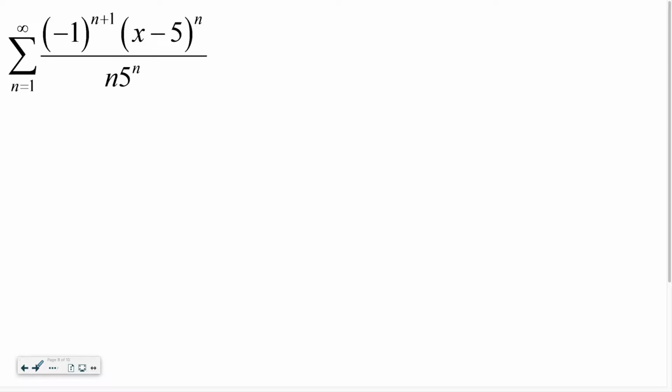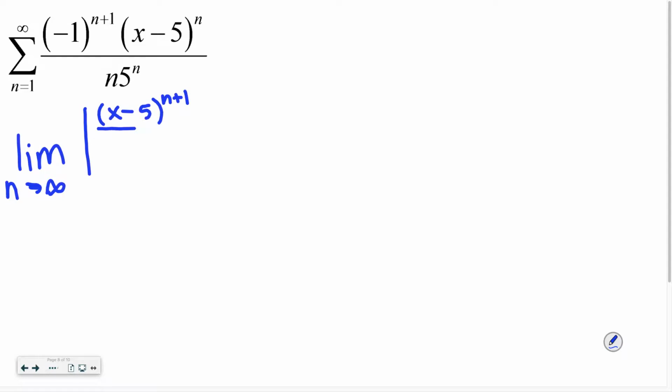Okay, do we have it all written down? There's a lot of it. Now let's do our ratio test. We have the limit as n approaches infinity of the absolute value. Do we really need the -1 baloney? No, because we're taking an absolute value, so we can just skip over that.